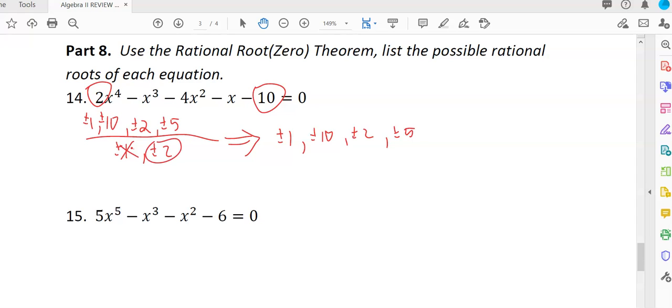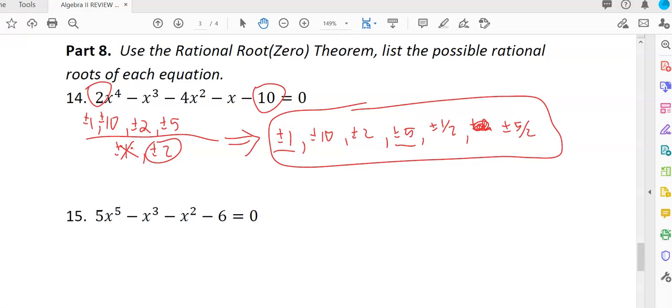Now let's take care of the 2 here. So it'd be, first one will be plus or minus 1/2, plus or minus 10 halves, which is 5. We already have that. Already got that taken care of. Plus or minus 1, we already have that. And then plus or minus 5 halves, we don't have. So those are the list of all the possibles.